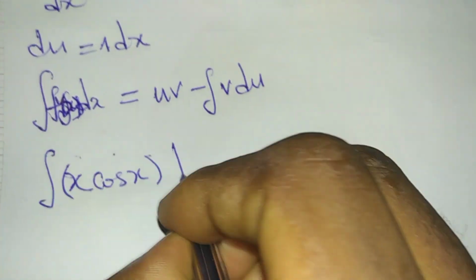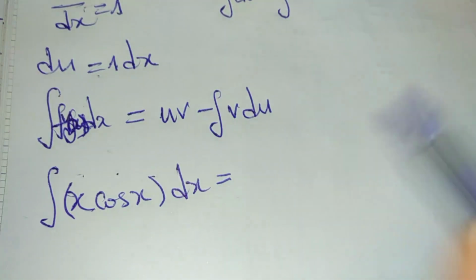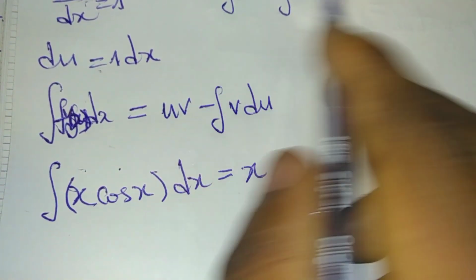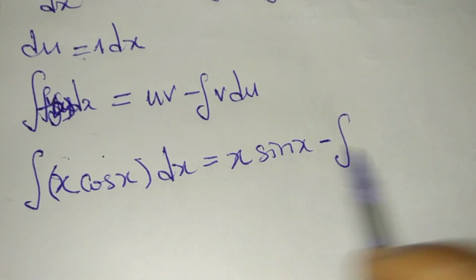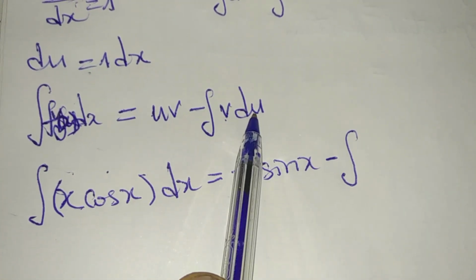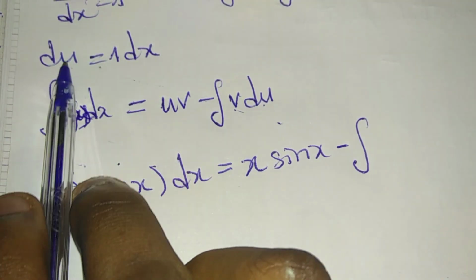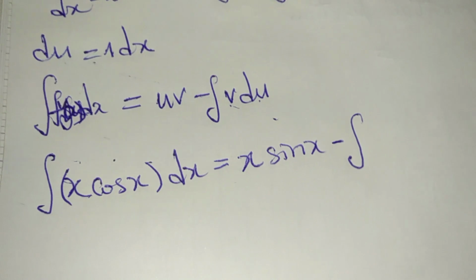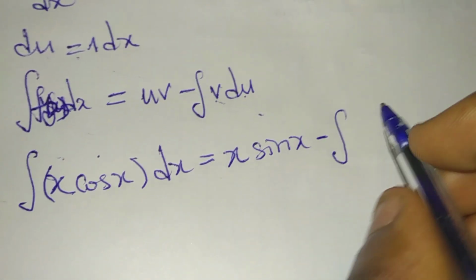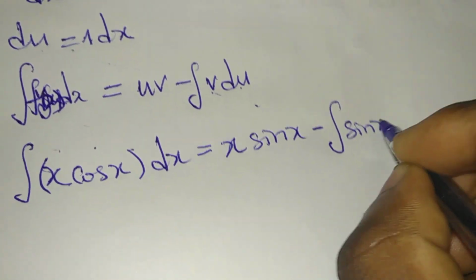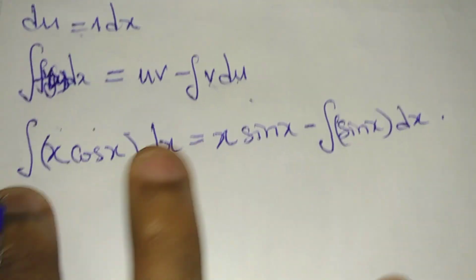dx will be equal to u, which is x, times v, which is sine x, minus the integral of v du. Now v is sine x and du is 1 dx. So we have minus the integral of sine x dx. Exactly. So this is it.